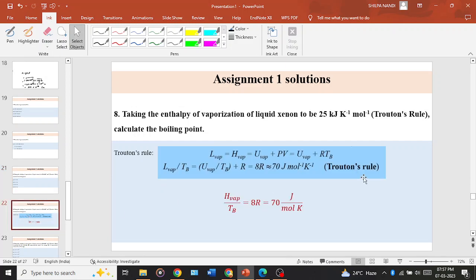So what does Trouton's rule state? I think in lecture 2 it has been taught about Trouton's rule, which is: H vaporization is equal to U vaporization plus PV, which gives U vaporization plus RTB. This can also be written as L vaporization by TB, and it actually is around 8R, which values at 70 joule per mole per Kelvin.